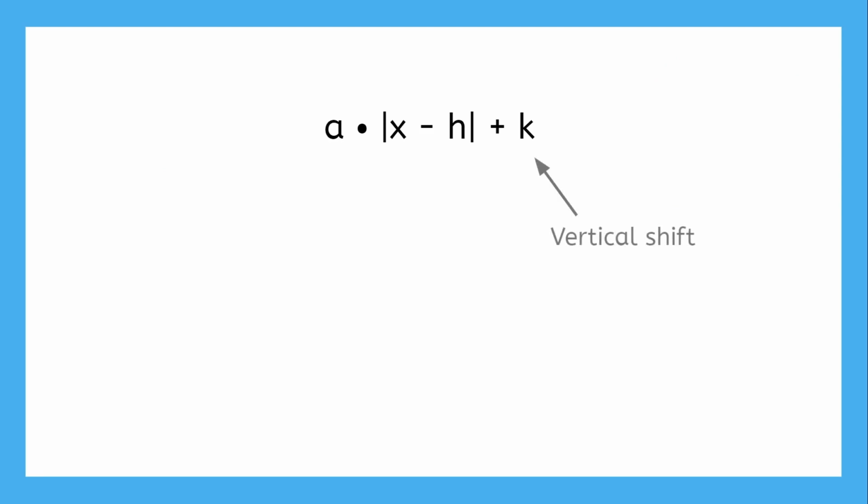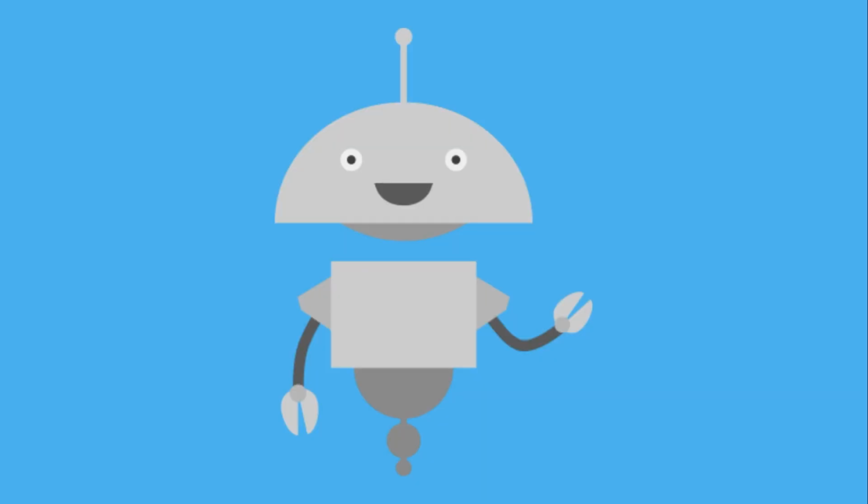So k causes vertical shifts, and h affects horizontal shifts. But what about a? That multiplier a does something a little different from h and k, so we're going to wait to learn about that in the next video.